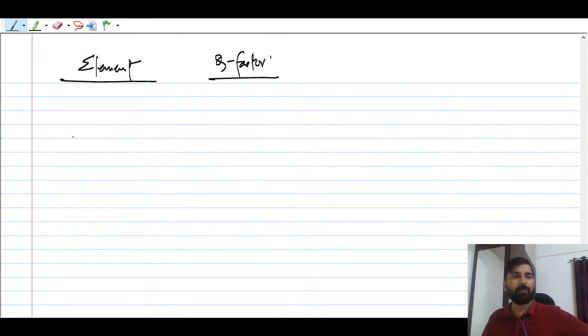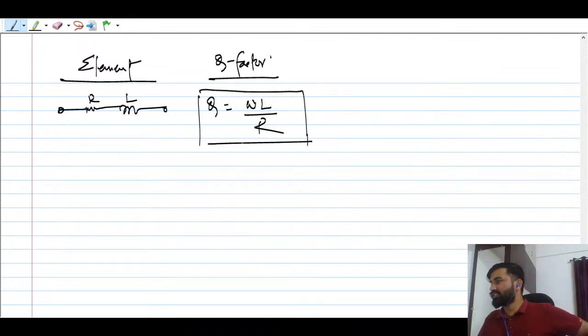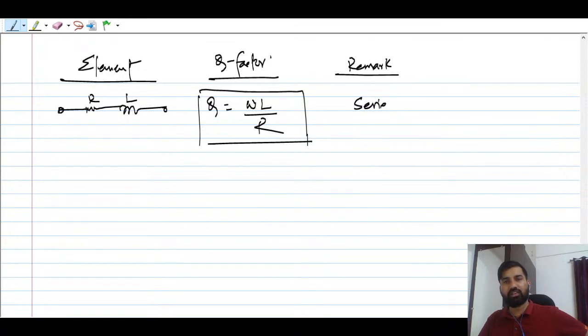So suppose series RL is there. This is nothing but series RL. I'm not going to prove here how we have got this Q factor, but you should know this Q factor is nothing but omega times L by R, for series RL. Remark: series RL circuit, omega L by R.